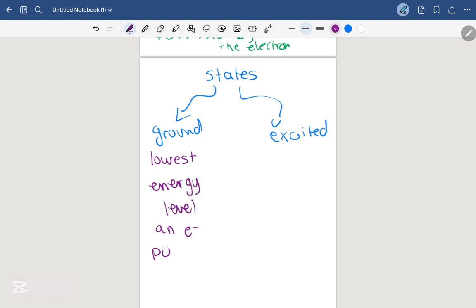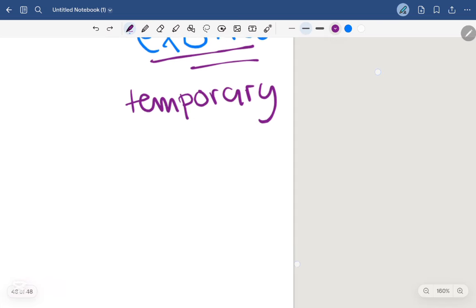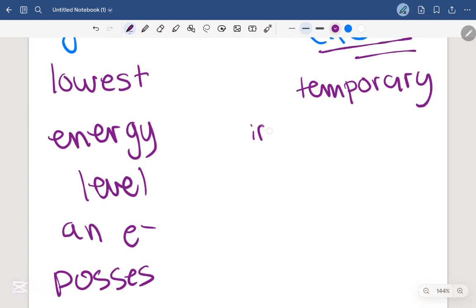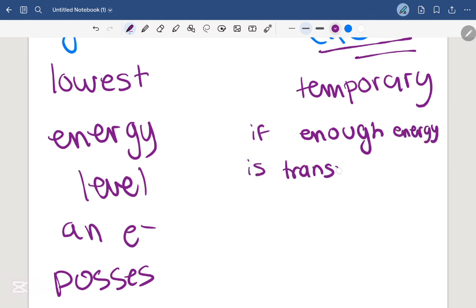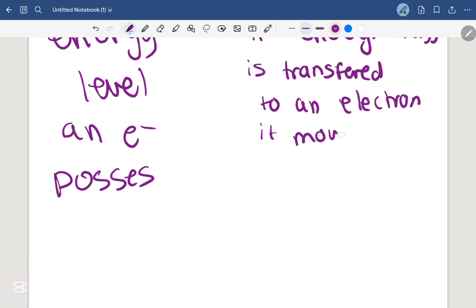Whereas the excited state is a temporary condition in where, if enough energy is transferred to an electron, what does it do? I think we need more space for this, I'm just gonna zoom in. It moves the electron to a higher energy level n. And because it moves to a higher energy level n, it becomes excited.